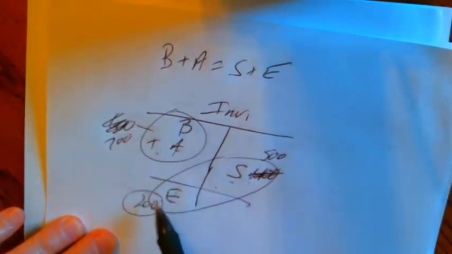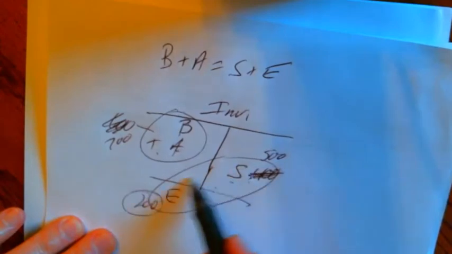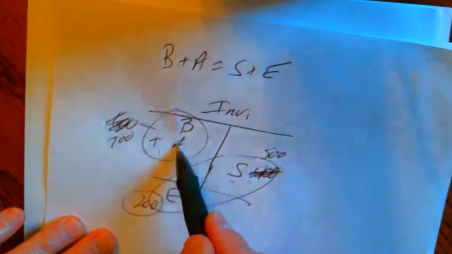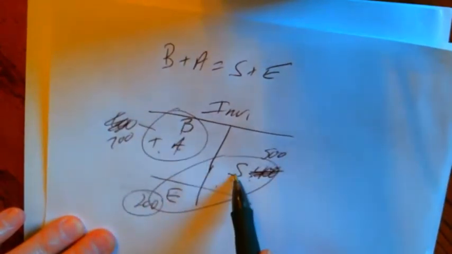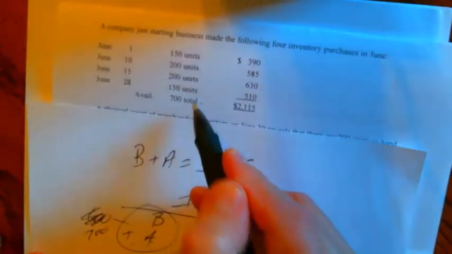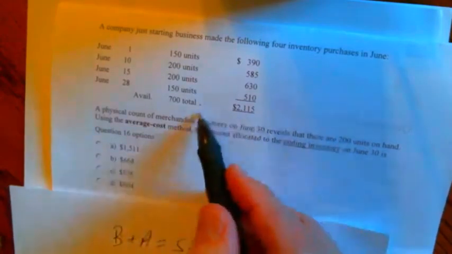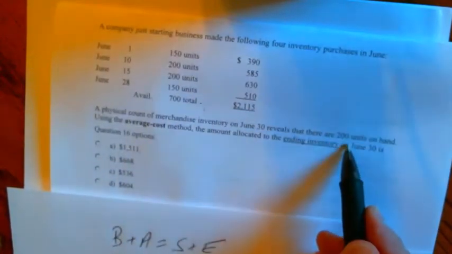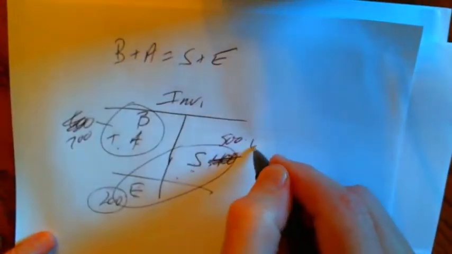Beginning plus additions must equal ending plus sold. We can force the total that was sold by knowing the total available, 700. Total available 700, 200 on hand, we force sold at 500 units. We can use the base formula using either units or dollars.